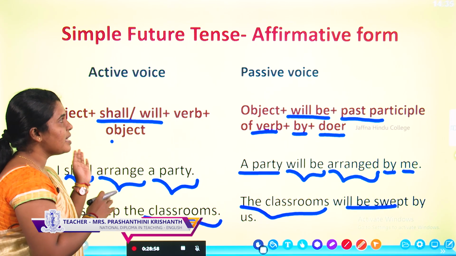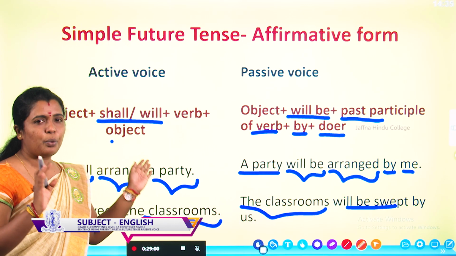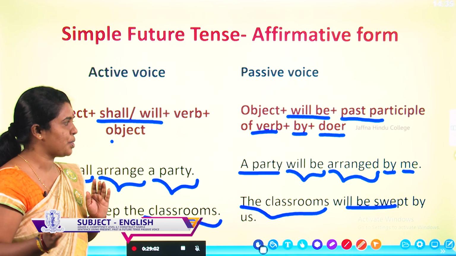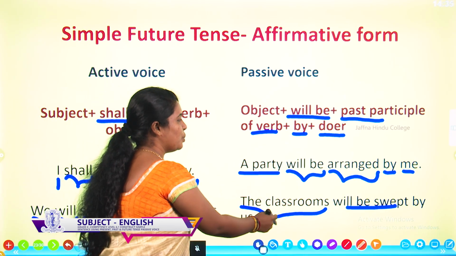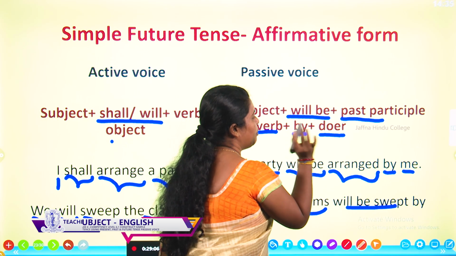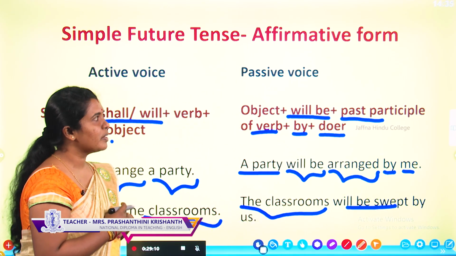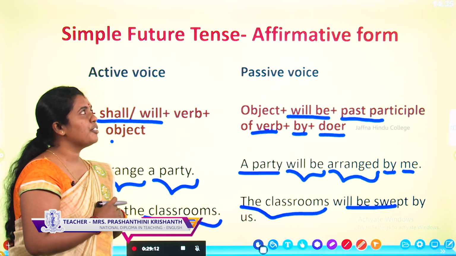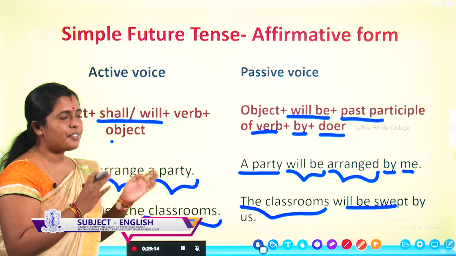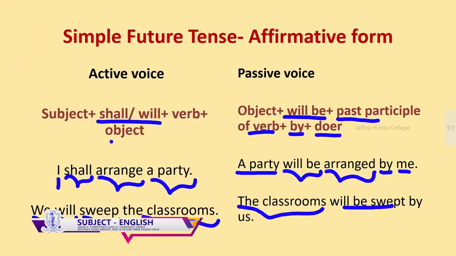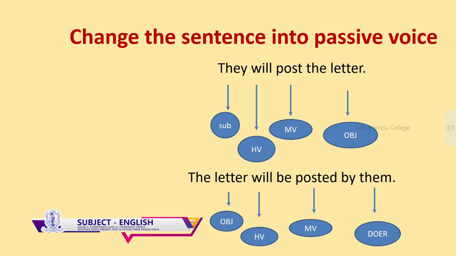In the future tense, there will be no problem for singular object or the plural object. For the singular and the plural, we can use will be plus past participle form of verb, right? So, this is future tense affirmative sentence pattern, both the active voice and the passive voice.